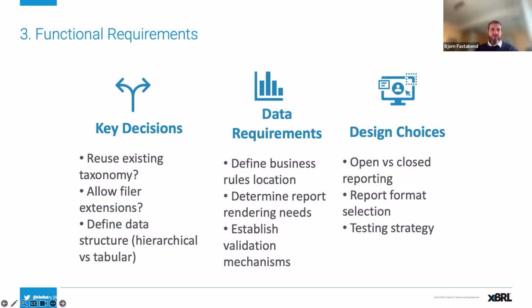All right, off to the functional requirements. Again, a lot of this stuff is something that business will decide. So there's key decisions to be made. I mean, would you want to reuse existing taxonomies, build upon them, extend them, allow filer extensions, define the structure of the data? How does business want to analyze the data? How do they want to define the business rules that need to be used to validate these files? And what should the reports that are actually being submitted look like? All these things are business things, and there are various design choices: open versus closed reporting, the format selections.